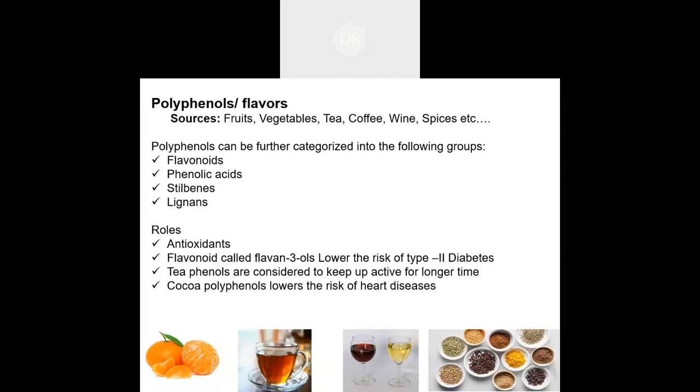The role is again the same: antioxidant, and they lower the risk of diabetes. Phenols are generally active for longer times. Then tocopherols lower heart diseases. Next, please.